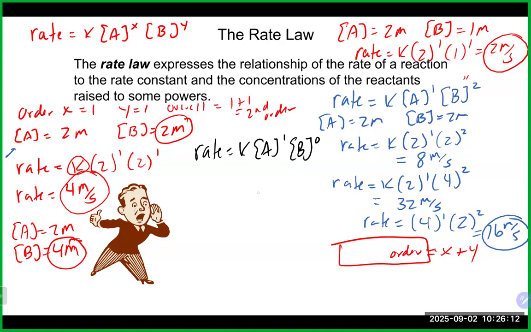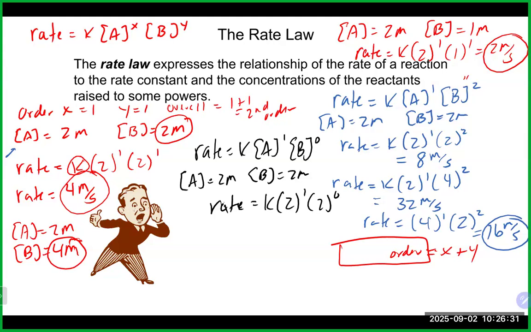So in this case, if my concentration of A was 2 molar and B was 2 molar, and I put it in here, that would give me the rate is equal to k, 2 to the 1 and 2 to the 0. When you take something to the 0 power, what does that equal? Equals 1, yeah? So this basically equals 1, and that would give me a rate of 2 molar per second, right?